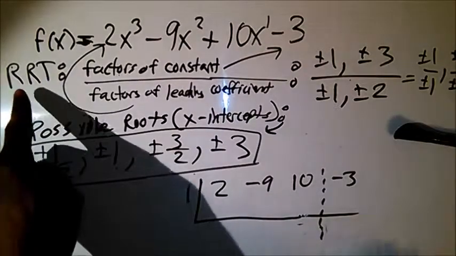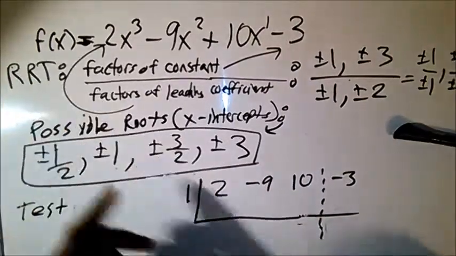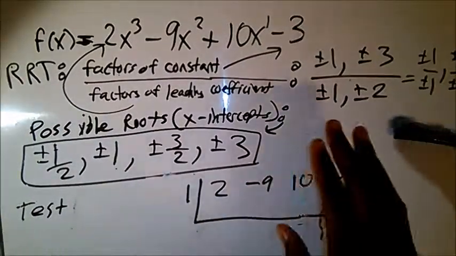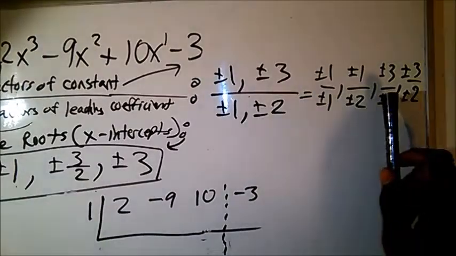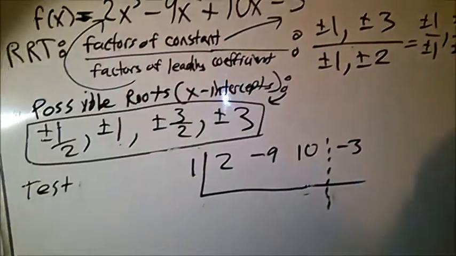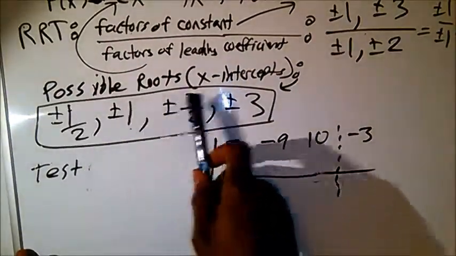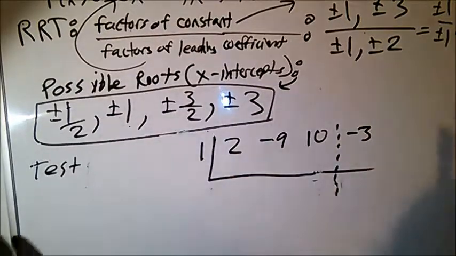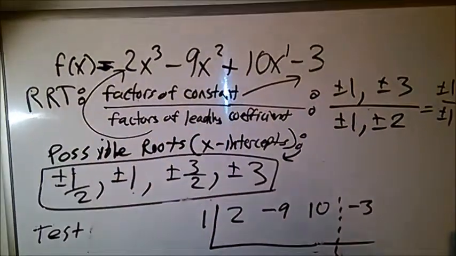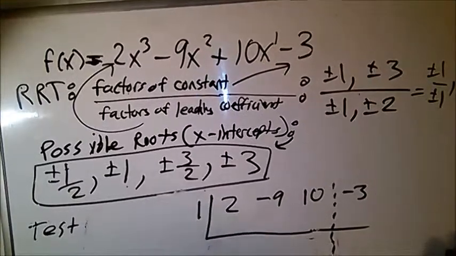Now the rational root test can be long when we have a lot of possible roots. In this case, we have 1, 2, 3, 4. We have 8 roots, positive and negative, altogether. Luckily for us, there's a shortcut.